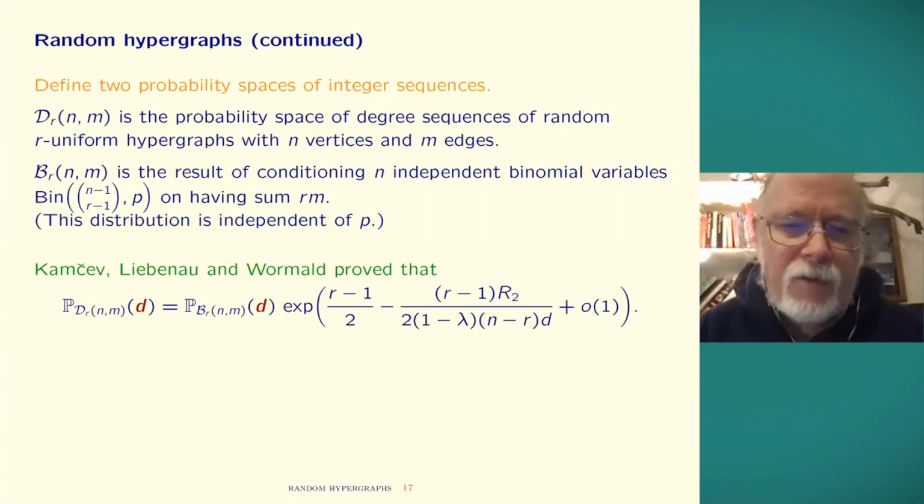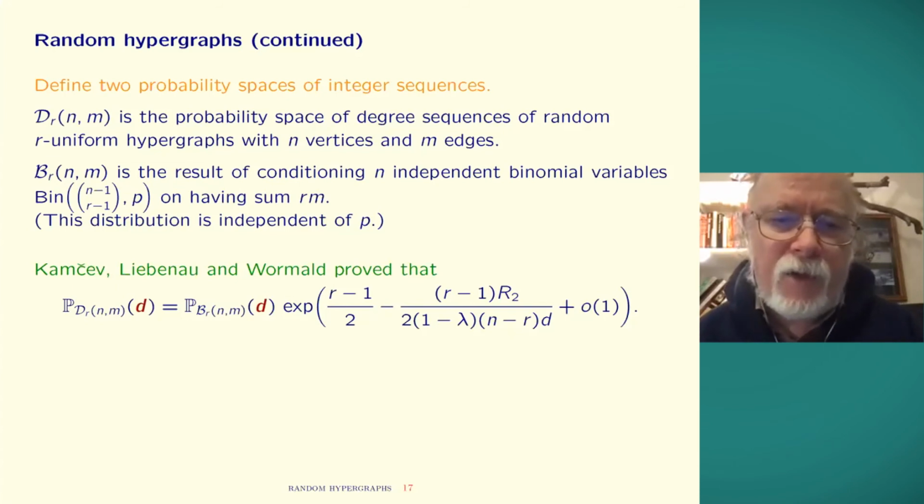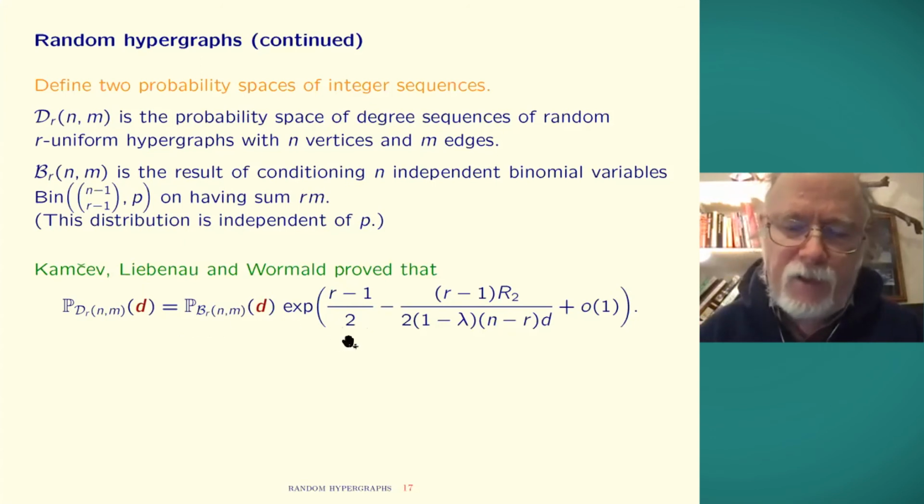Kamčev, Liebenau, and Wormald, under their conditions, proved this relationship between the hypergraph degrees and the binomial model. And you can see it's got this large thing, (r minus 1) over 2, inside the exponential. So when r becomes very large, this becomes quite large, and the probabilities in these two spaces differ a lot.